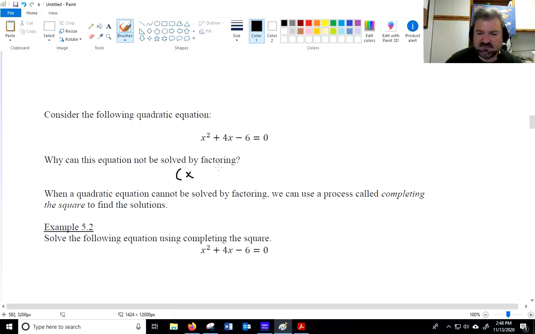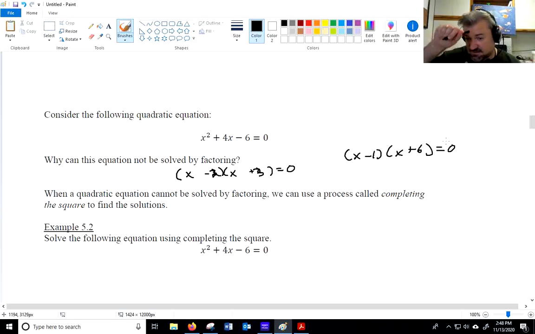I could do x, and then the numbers that multiply to 6, well, we could use negative 3 and positive 2. But that would give me negative x, so that's not right. Maybe negative 2, positive 3. Well, that just gives me a positive x in the middle. Then x squared plus 3x minus 2x is still just positive x. So we could then try x minus 1 and x plus 6, but that's not going to work either because that gives me a positive 5x.